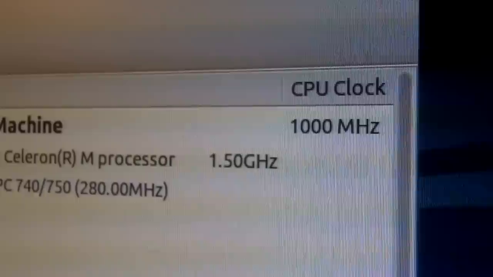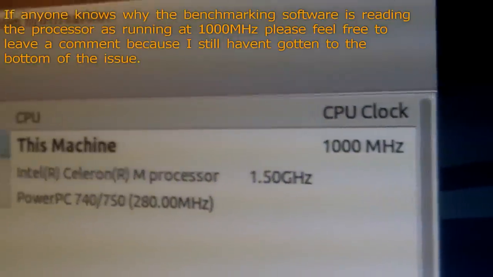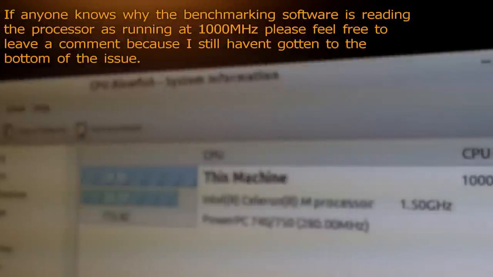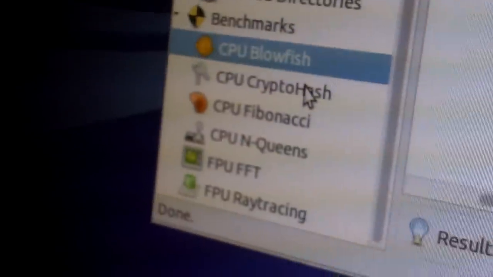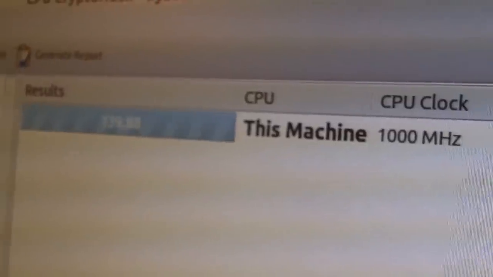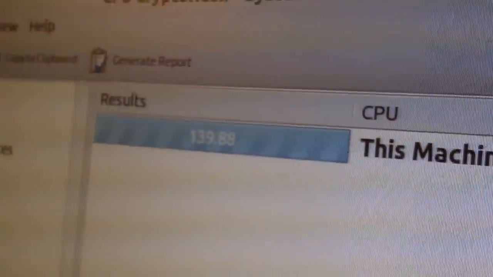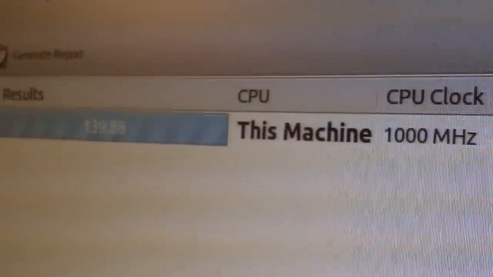And then, apparently, our CPU clock is reading at 1000 megahertz, which in the Vista information, I believe, said 2.6 gigahertz or something. Maybe I'm wrong, but I could have sworn it said 2.6 gigahertz. I'll have to go back and check that. Maybe it was talking about combined. This is talking about per core, I believe. And for the CPU crypto hash, we scored a 10039.88. That's weird. It didn't give us any other CPUs to be compared against.